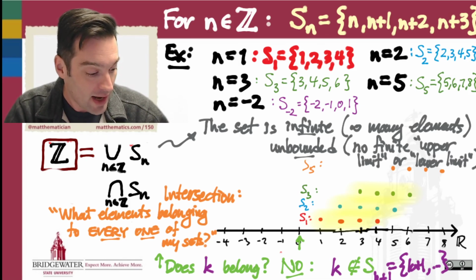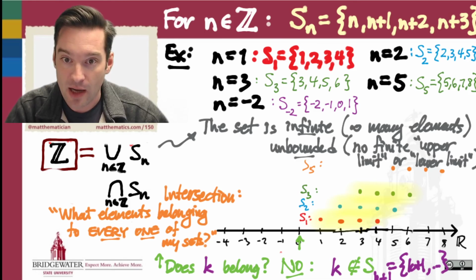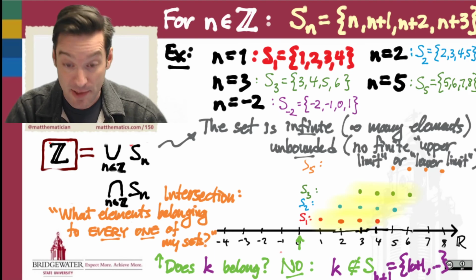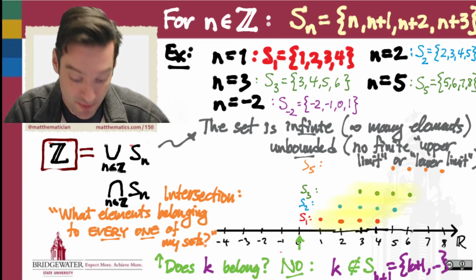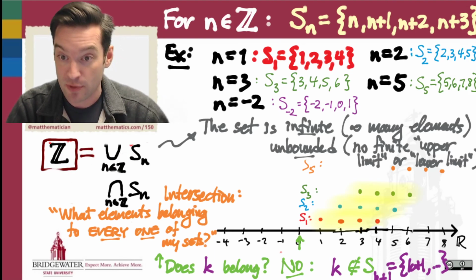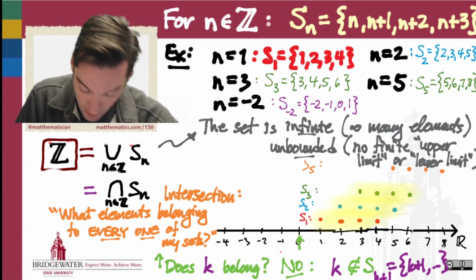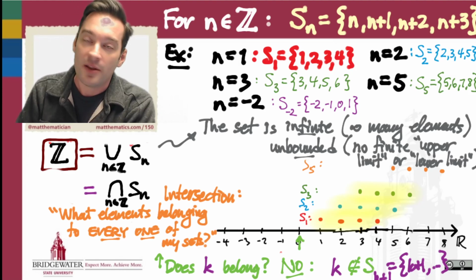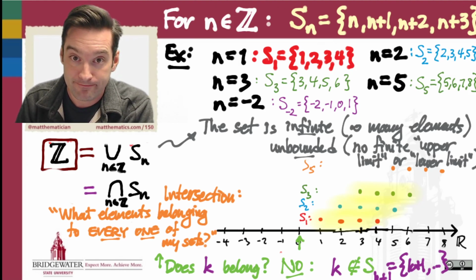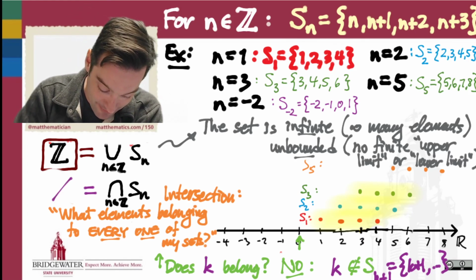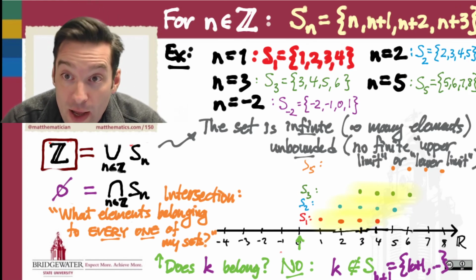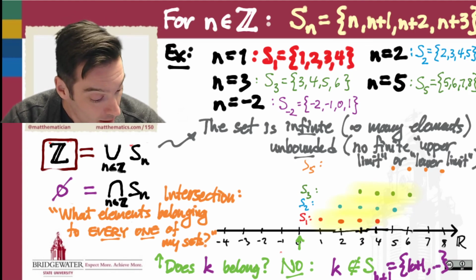Right? What about any non-integers? Can I get a non-integer here? Does any non-integer belong to every single one of these sets? No, because no non-integer even belongs to a single one of these sets, right? As we were arguing before when we were working on the infinite union. So what elements do belong? Or maybe I'll say it this way. What is this set? There's nothing. There are no elements that belong to this infinite intersection.